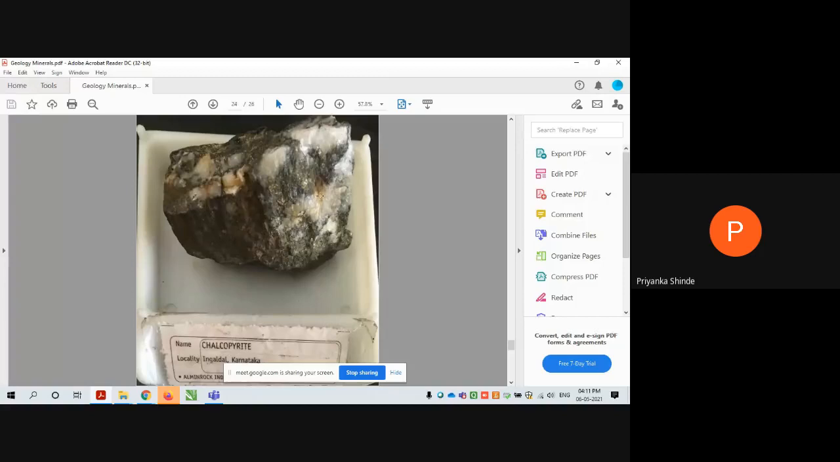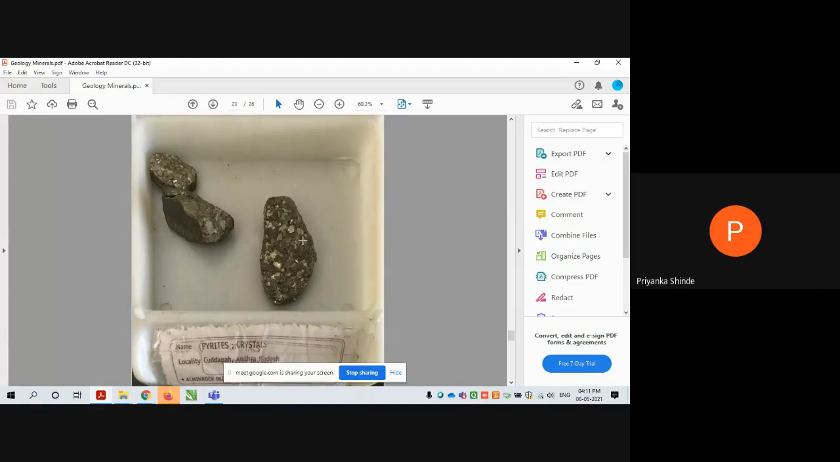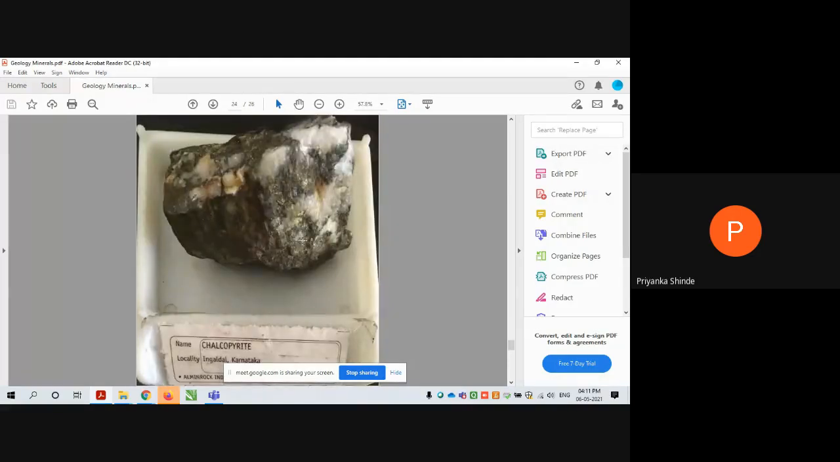So if you find the content of iron and copper in this, you will call it chalcopyrite. If only iron is present, then this is pyrite. Okay, pyrite and chalcopyrite. So chalcopyrite is an ore of copper. You have to remember it is used as an important ore of copper. It is used in electrical industries. Then you can make different alloys from this copper.